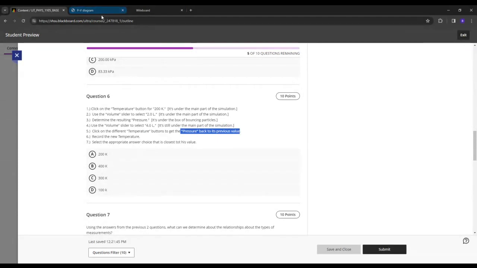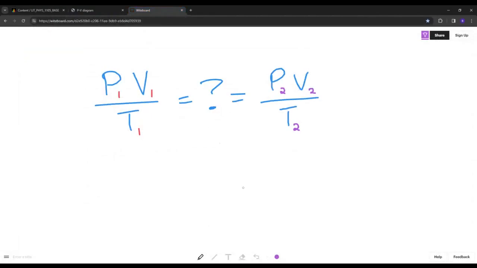But if we want the pressure to be back to its previous value, right? So even if you didn't remember what that pressure was from the previous question, if I want the pressure to go back to its previous value, well, that means that this pressure and this pressure are the same as each other, and we can cancel them out. For what's left over, we can make a proportion. That looks like this one. And then, you could also have used that method to go through and solve.